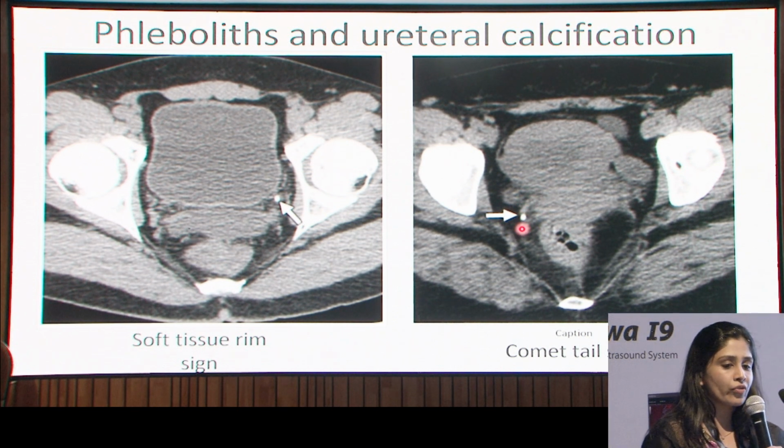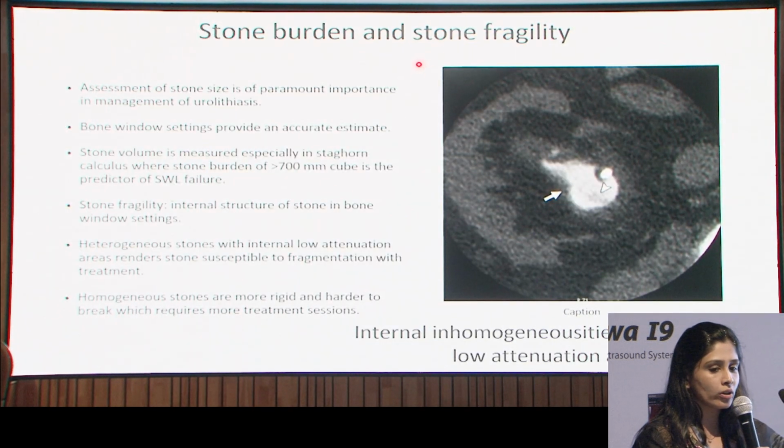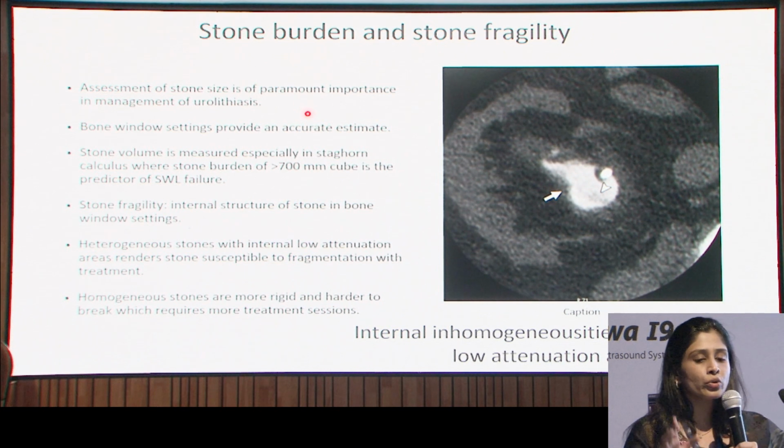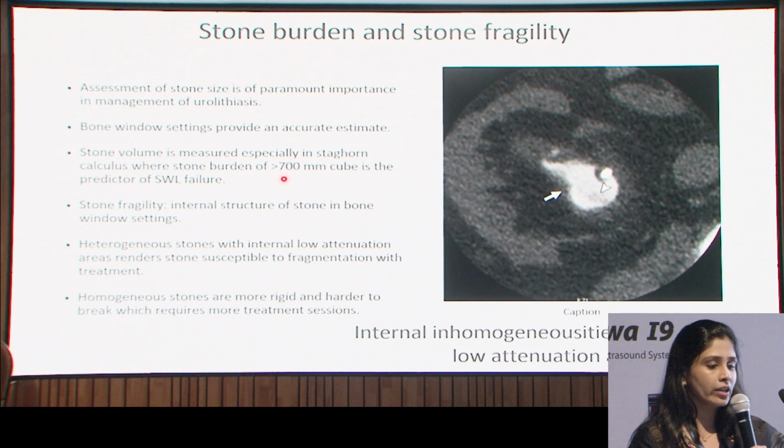Stone burden and stone fragility. Assessment of stone burden and fragility is of paramount importance in urolithiasis, but make sure you do it in bone window settings as it gives an accurate estimate. When you see a volume of stone being more than 700 mm cube, it is a predictor of lithotripsy failure.